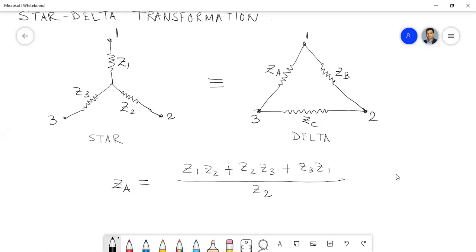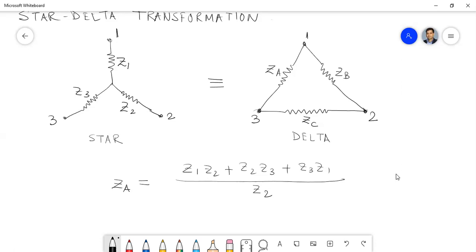Now first I have taken that if I have a star connection, and if we want to transform it into a delta connection, then we have to first identify 3 nodes.